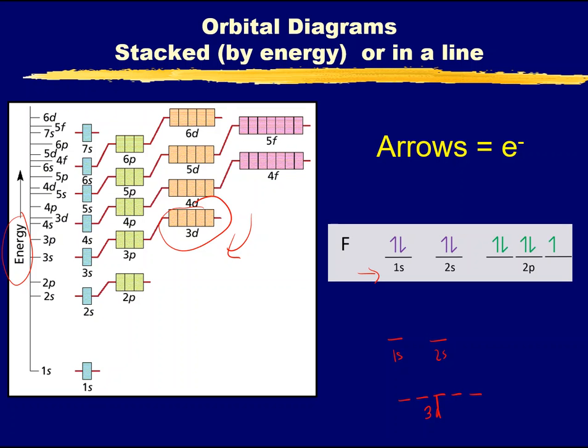And each orbital can hold a maximum of 2 electrons according to the Pauli exclusion principle. So if you look here, the S's can hold a maximum of 2 electrons. P's can hold a maximum of 6 electrons. D's can hold a maximum of 10 electrons, and F's can hold a maximum of 14 electrons, because each box can hold up to 2.